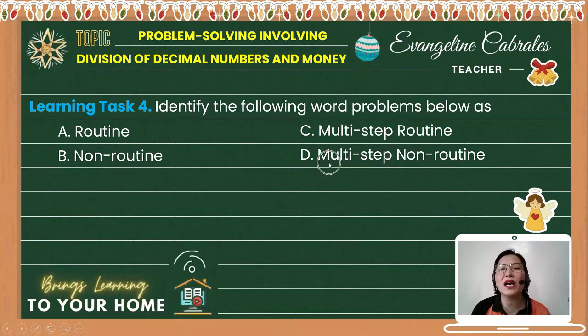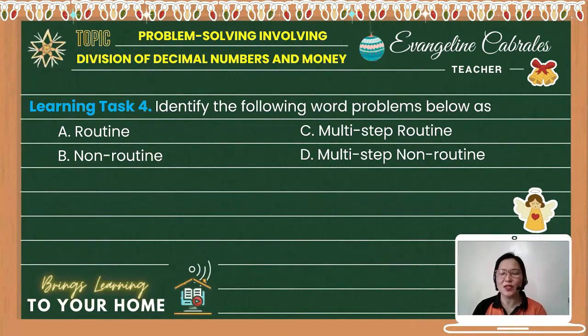Kailan naman siya multi-step non-routine? Kapag maraming operations at hindi lamang isa ang solution. Kagaya nung ginawa natin doon sa tela na binili ni Aryan, di ba? 2 ang solution na pwedeng gawin at 3 ang operation. Dito naman sa multi-step routine ay kagaya nung problem doon sa pants at saka sa t-shirt.